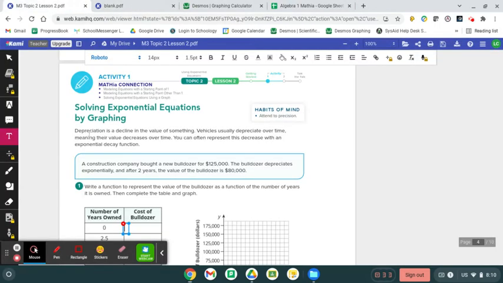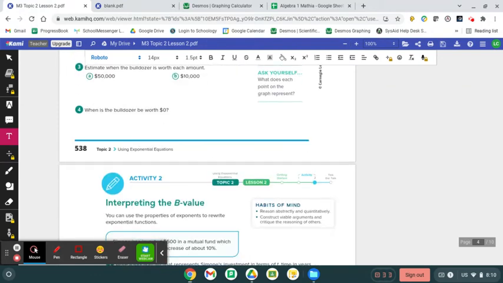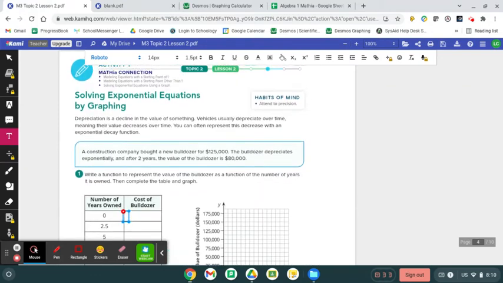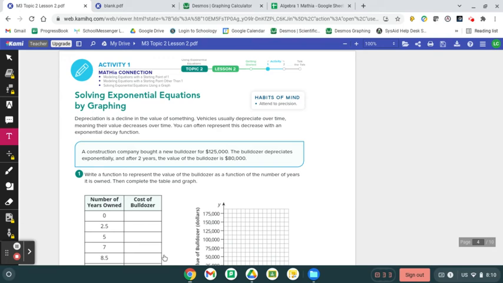So you will need your book open to page 538, and you will also need your graphing calculator open. It'll probably be helpful. All right, let's get started.